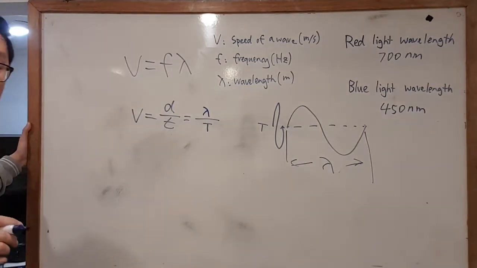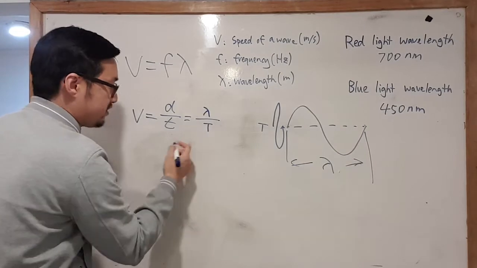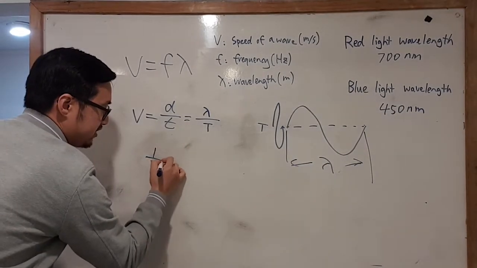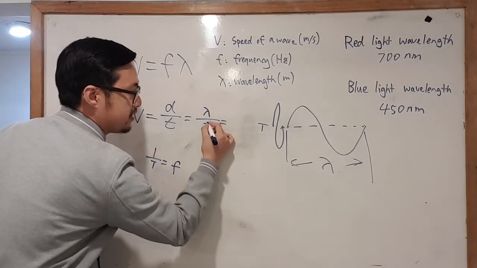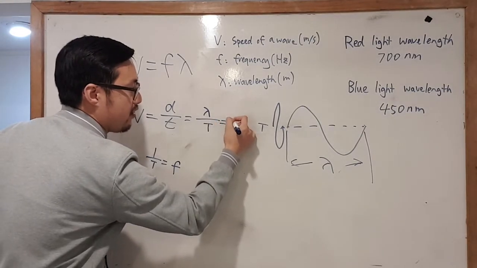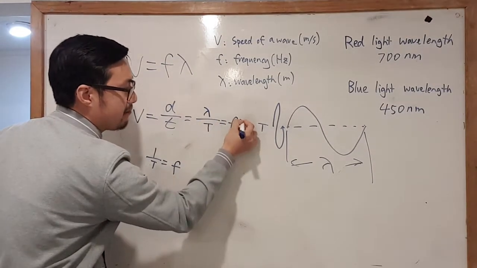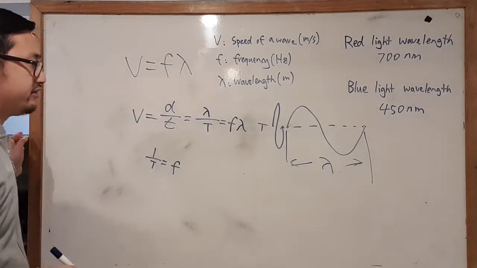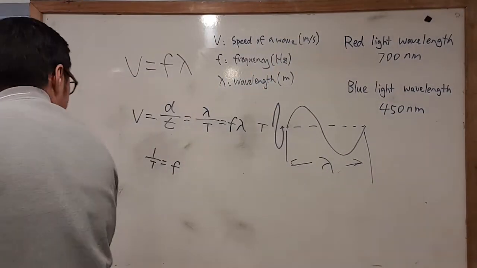Okay, and from what we've learned in the previous lesson, 1 over T is the definition of frequency. So now this equals f, the frequency, because it's 1 over T, and then times this lambda. So now this is where this equation comes from: v equals f lambda. Okay.